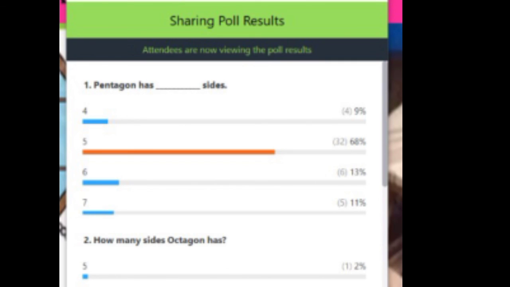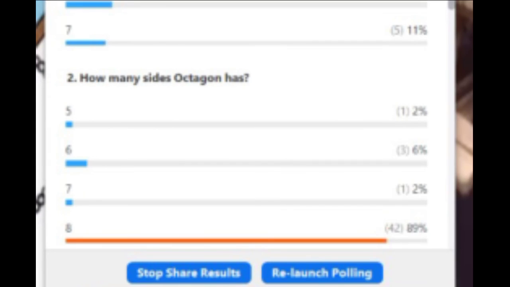Yes, children, very good. A pentagon has how many sides? 5 sides. Yes, 68% of students have given the correct answer. Very good. And how many sides does an octagon have? Very good, 8. Octa means eight. You remembered it correctly, children. Yes, 89% of children have given the correct answer. Very good. Now, the third question.